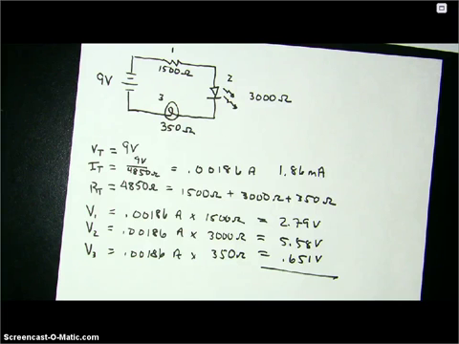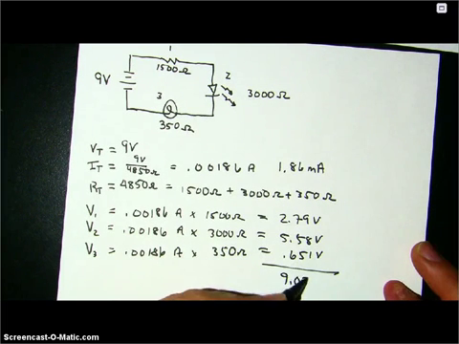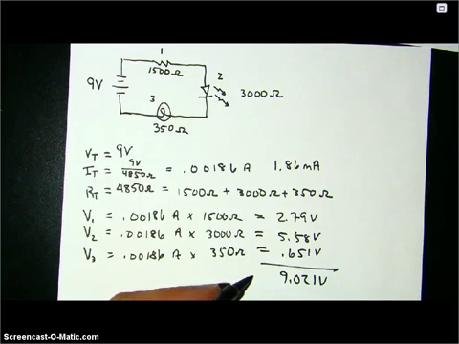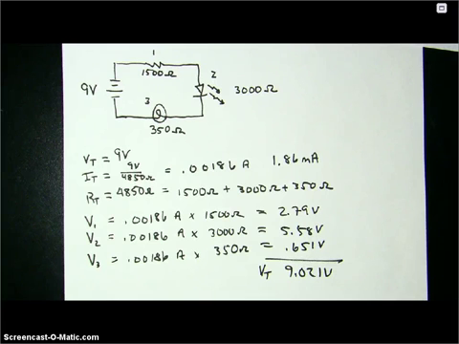I rounded on the current, so when I actually added these three together, I got 9.021. So because of my rounding, it's off by a little bit. But the sum of the voltage drops equals the total voltage. So this is actually V sub T, total voltage. Okay. Any questions on that?